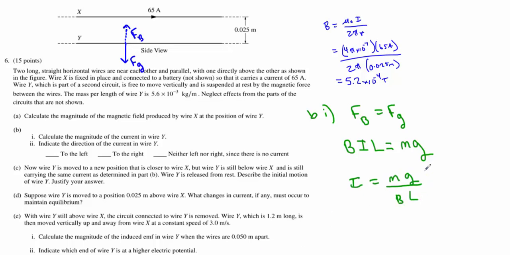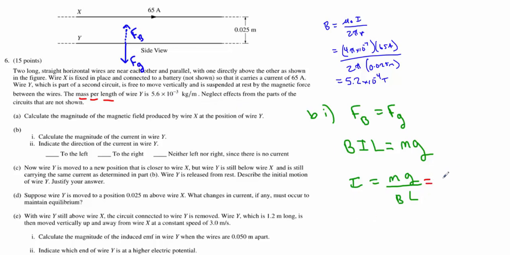Now let's look at what we've got. We know g, we know B. B is what we found already. M and L we don't know directly, but if we read this carefully, we're going to see it's the mass per length of the wire. So this m over L is this 5.6 by 10 to the negative 3 kilograms per meter.